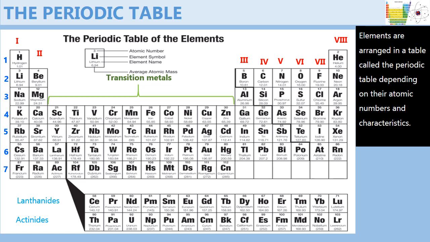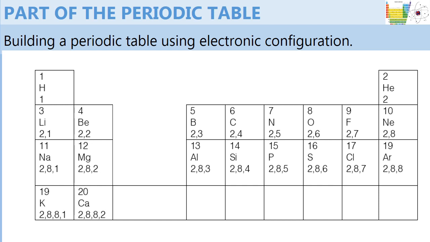Now take some time to look at the periodic table from your book, or you can pause this video and just try to study the periodic table. We have already discussed the entire periodic table. Nonetheless, in a previous class, I mentioned that we are only going to talk about the first 20 elements. This part of the periodic table represents the first 20 elements and their electronic configurations.